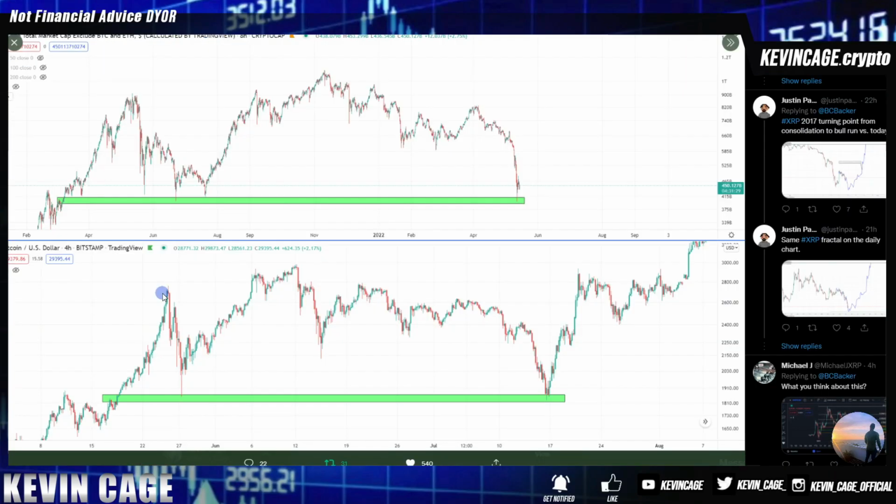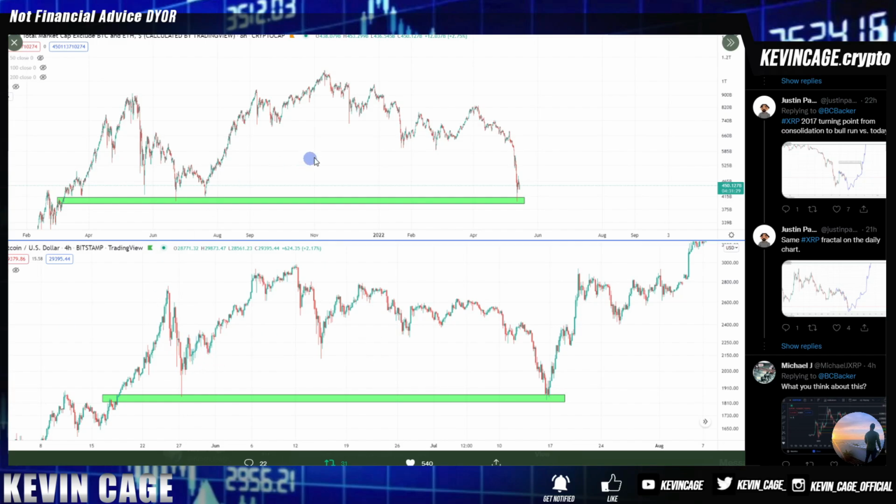Oh well. Next up, shared by Blockchain Backer, we can see a similar pattern or fractal. So on the top is the price chart of the total crypto market cap, excluding Bitcoin and Ethereum. So really the entire altcoin market besides ETH and BTC. And we also have the Bitcoin price chart versus the US dollar.